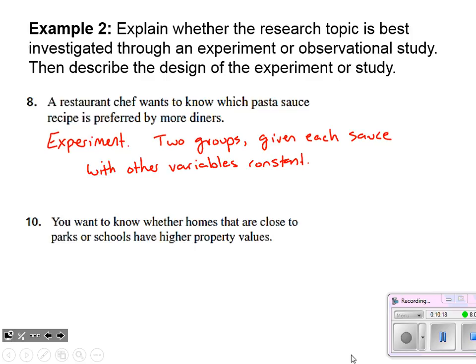Number 10, you want to know whether homes that are close to parks or schools have higher property values. Well, here we can't really conduct an experiment. It's more that we are looking at all the different property values and kind of trying to find a relationship there. We're trying to observe something that's happening there. So this is one where an observational study is best.